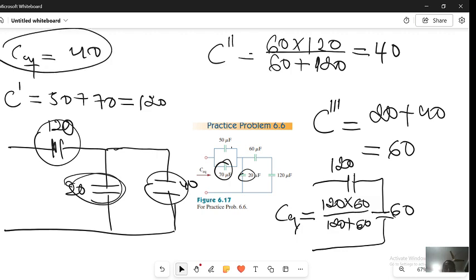So next, when we are determining the equivalent, if it comes to delta or Y, the formula that we apply for resistors is the same formula that will convert delta to Y or Y to delta.